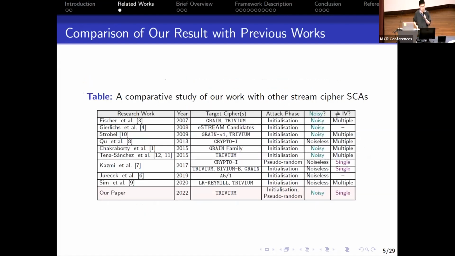To recall, we compare with previous work. As you can see, besides our work, there's only one other which works on the pseudo-random phase, whereas everything else works on the initialization phase. For noise, if you are working on noisy traces, you will require multiple IVs, and if you require a single IV, it's basically a noise-free setting. So in this case, we try to address this problem.